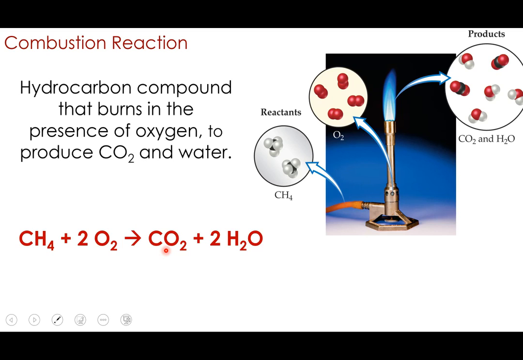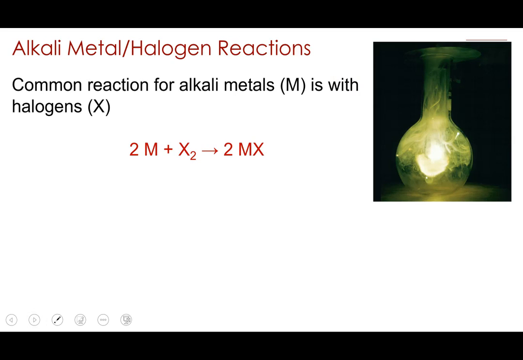We'll see one at the very end of the slideshow again. The second type of reaction that you are going to be responsible for from Chapter 7 is a very common one. It's an alkali metal that reacts with a halogen. So remember, alkali metals are in the first group on the periodic table. Examples would be lithium, sodium, potassium. Those very often will react with a halogen.